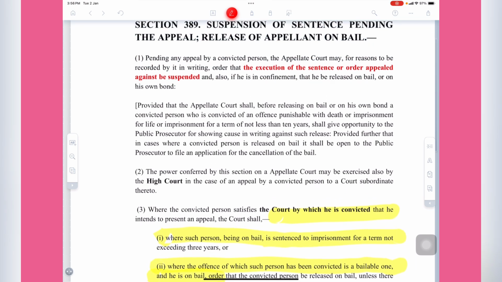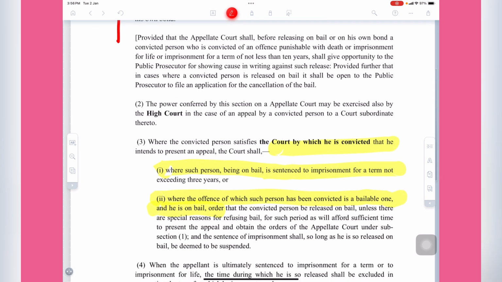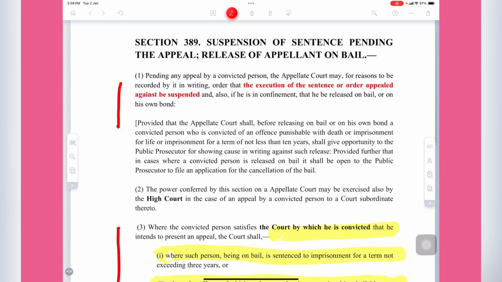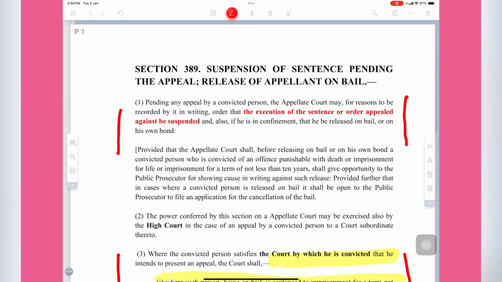See, subsection 1 provides the powers of the appellate court to suspend the sentence, whereas subsection 3 provides the power of the trial court, meaning the court by which he is held guilty. These are the provisions of suspension of sentence, meaning even after holding the accused person guilty, he can be released on bail, number 1 by the appellate court, number 2 by the learned trial court. What about the suspension of conviction? There is no word suspension of conviction expressly used in section 389.